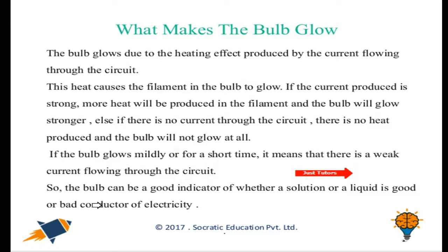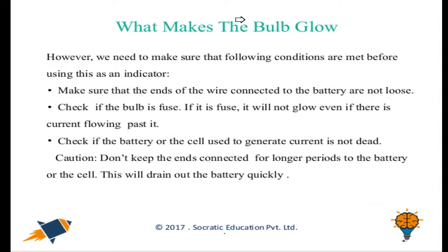So the bulb can be a good indicator of whether a solution or a liquid is a good or bad conductor of electricity. However, we need to make sure the following conditions are met before we use this as an indicator. Make sure that the ends of wire connected to the battery are not loose. Check if the bulb is fused. If it is fused, it will not glow even if there is current flowing past it. Check if the battery or the cell used to generate current is not dead. Caution: don't keep the ends connected for longer periods to the battery or the cell. This will drain out the battery really quick.